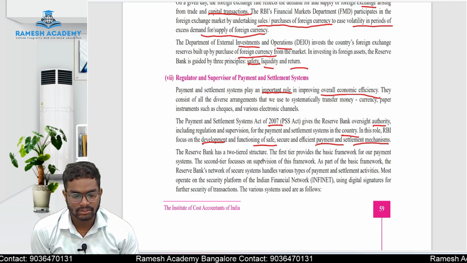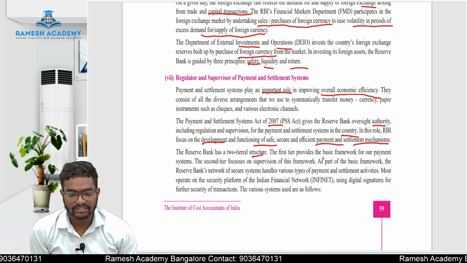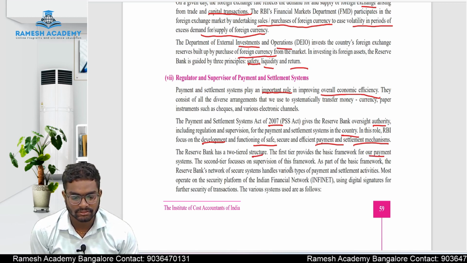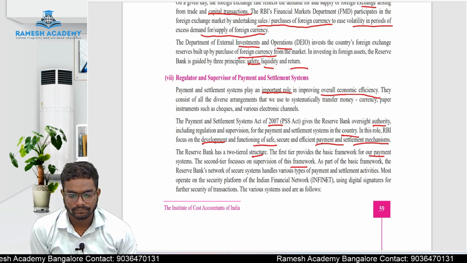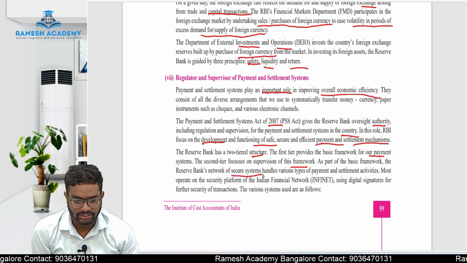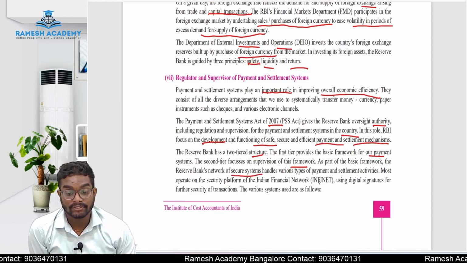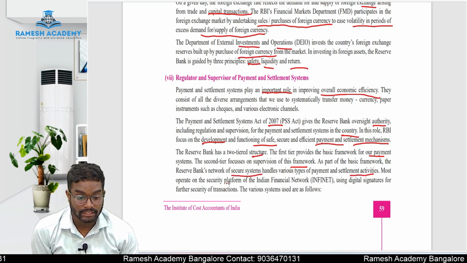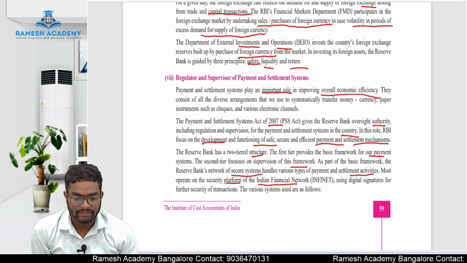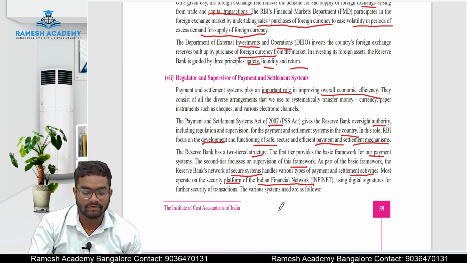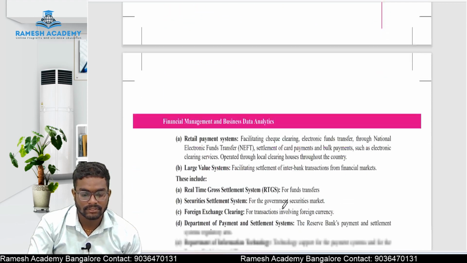The Reserve Bank has a two-tiered structure. The first tier provides the basic framework for our payment system. The second tier focuses on supervision of this framework. As part of the basic framework, the Reserve Bank's network of secure systems handles various types of payment and settlement activities. Most operate on a secure platform of the Indian financial network, using digital signatures for security of transactions.